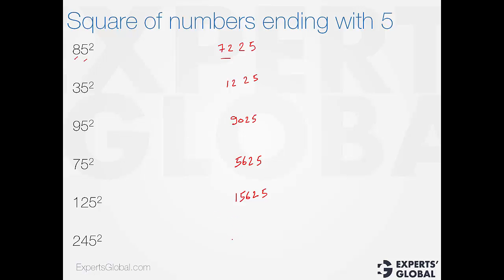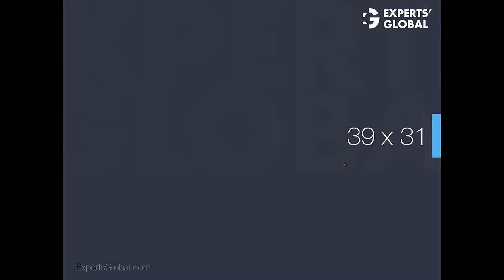Something really big now, 245 square. Okay, so 25 comes at the end and 24 into 25 would be 600. Answer is 60025. You can flaunt it to your friends. How to solve these products? Now what's peculiar here is one, that the tens digits are the same and sum of the units digits is 10. This shortcut would work only in this case.